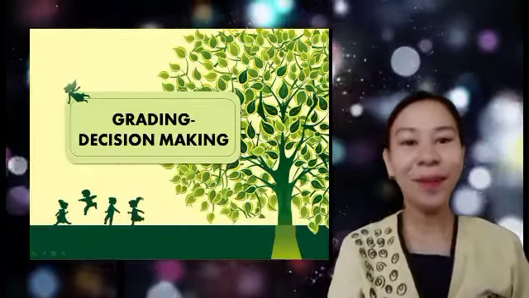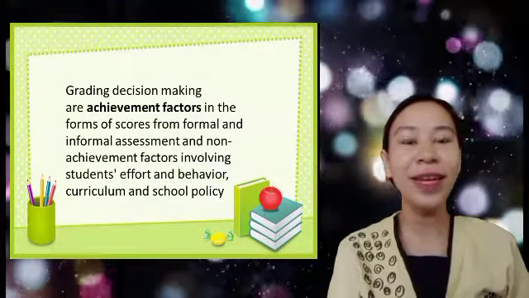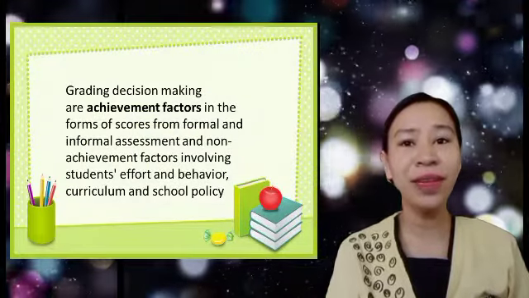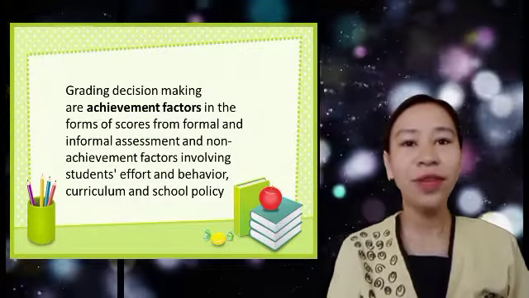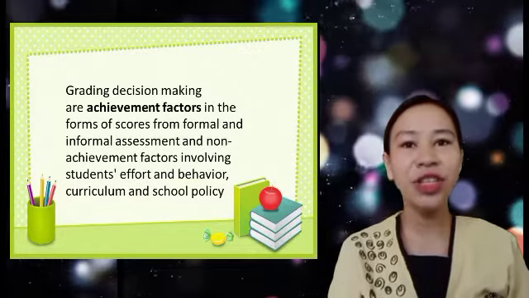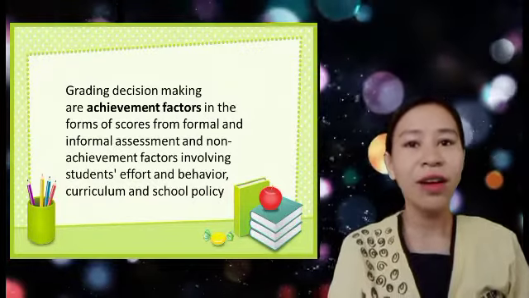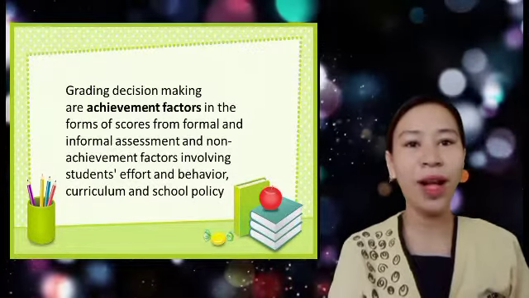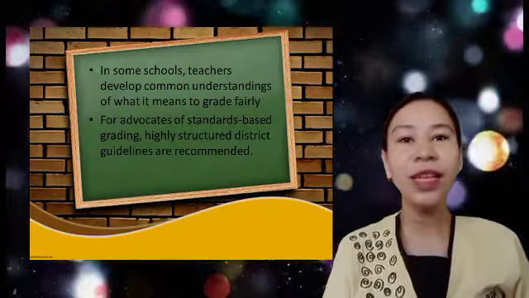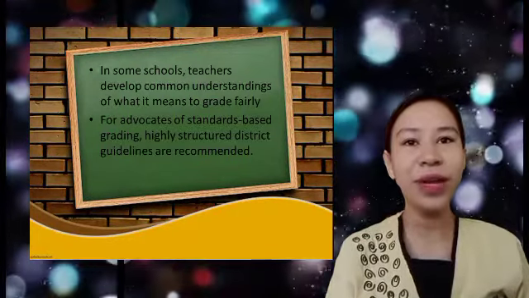So now let's talk about grading decision making. The factors considered in grading decision making are the achievement factors, in the form of scores from formal and informal assessments, and non-achievement factors involving students' effort and behavior, curriculum, and school policy. In some schools, teachers develop a common understanding of what it means to grade fairly.